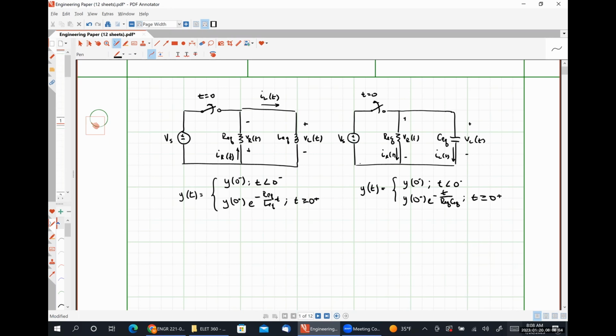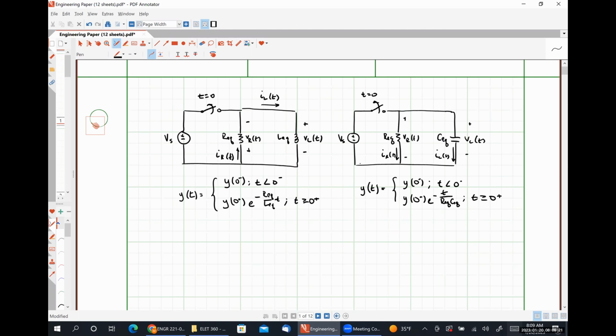So that was the result of the derivations that we did in Wednesday's lecture. Hopefully you all can see that these response equations are extraordinarily similar. In fact, they are the exact same thing, except that the coefficient being multiplied by time in the exponent is the only difference between the two.